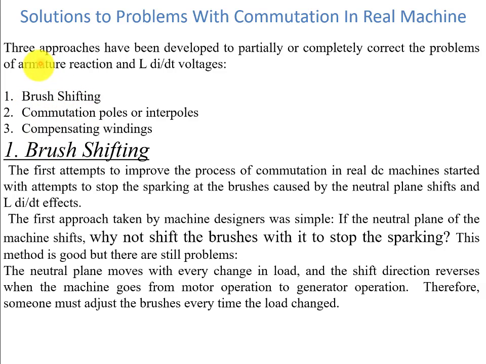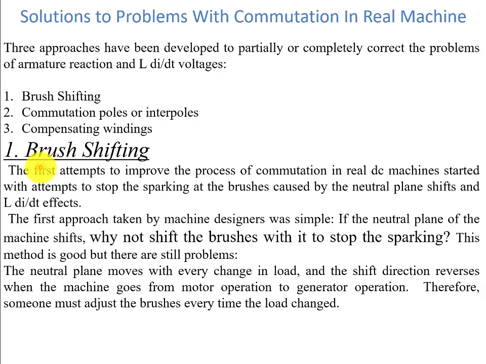As we know, we have two commutation problems. One is the armature reaction and the other one is the L di/dt voltages. So let's look at the first solution that we can use to reduce these problems. The first one is brush shifting.